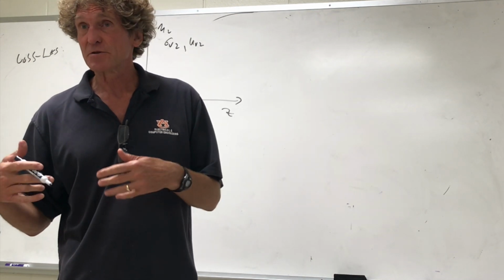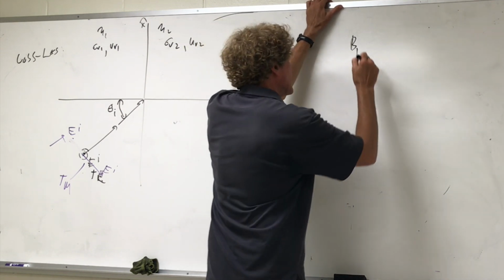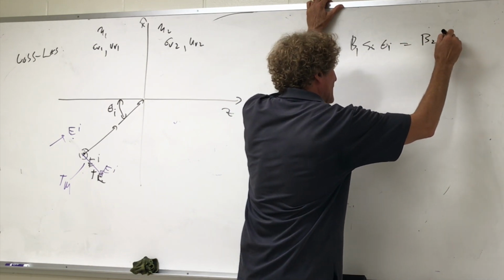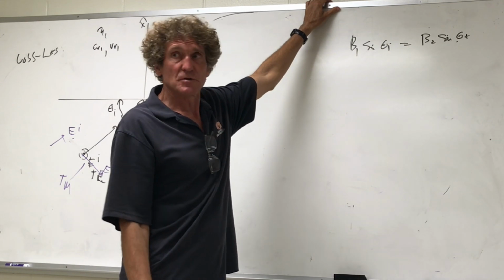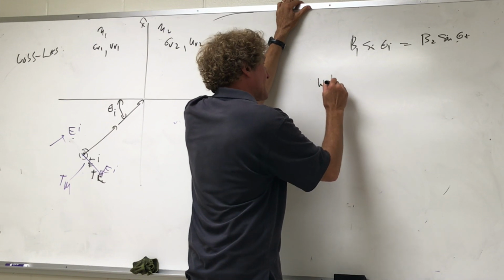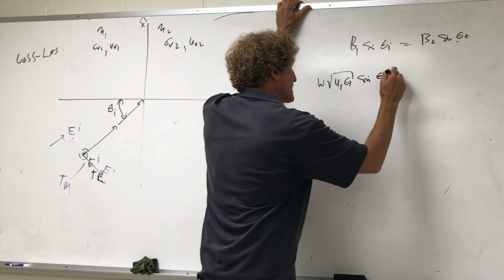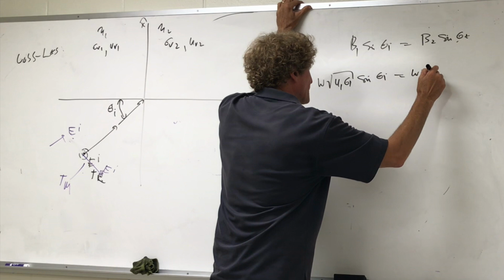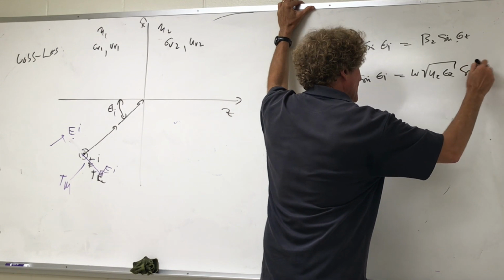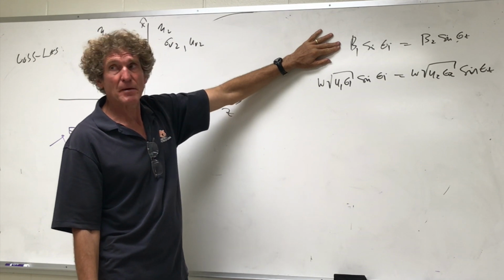Now, the way I always do Snell's law is beta 1, the actual value of beta in region 1, times the sine of the incident angle is equal to beta in region 2 times the sine of the transmitted angle. I said it was lossless. If it's lossless, beta in region 1 would be omega times the square root of mu1 epsilon1 times the sine of theta incident, equal to omega times the square root of mu2 epsilon2 times the sine of theta transmitted. Remember, this is the go-to if you can't remember anything, remember that.